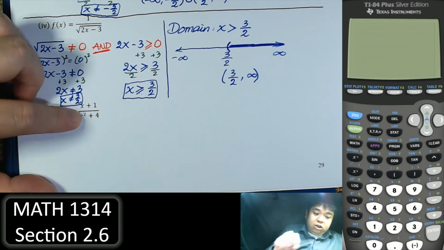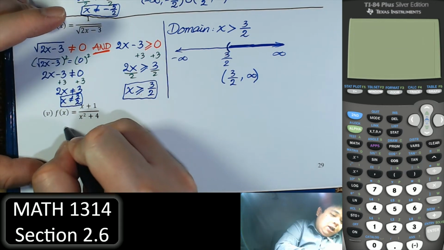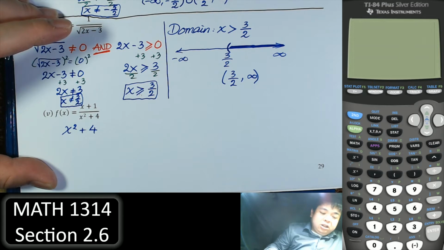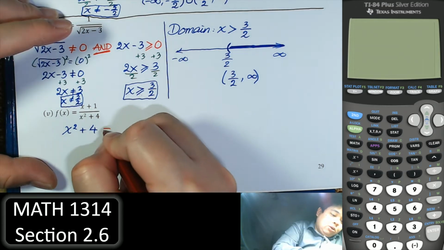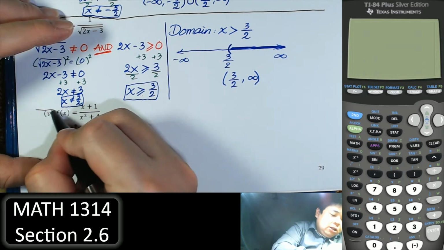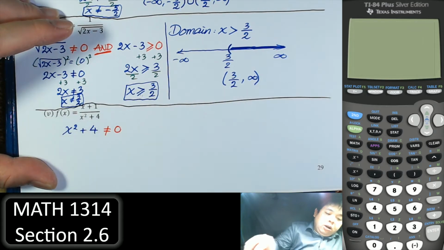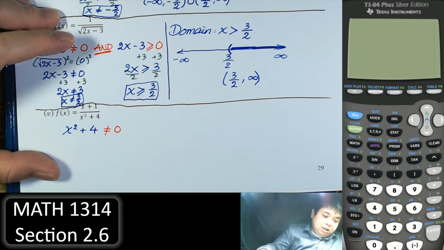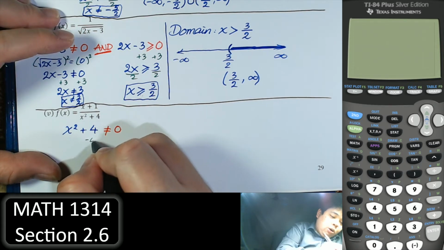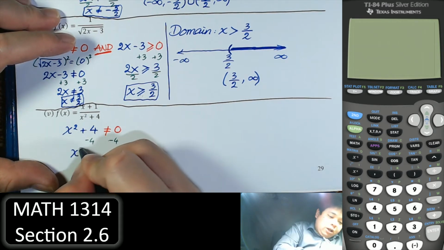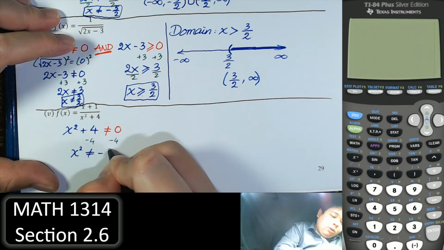Next we have this function, x squared plus 4 at the denominator. Therefore, it cannot be equal to 0. Right. And then we just solve for x. Subtract 4 on both sides. x squared not equal to negative 4.